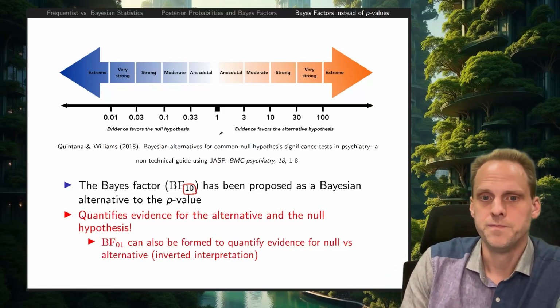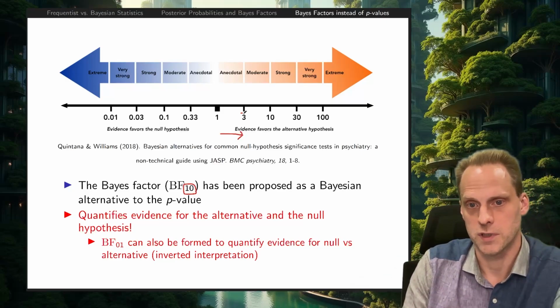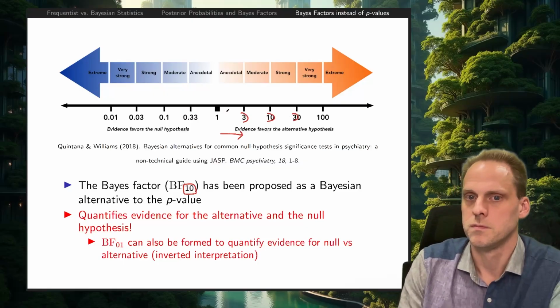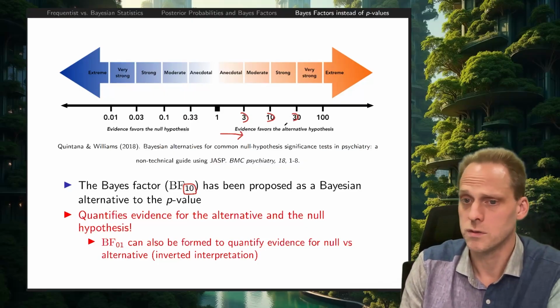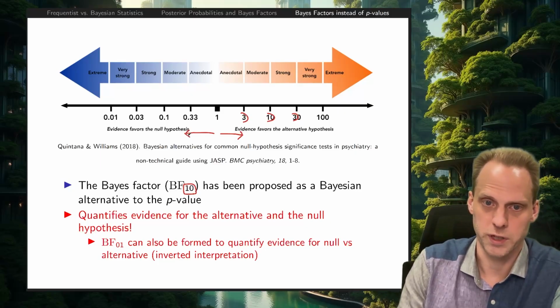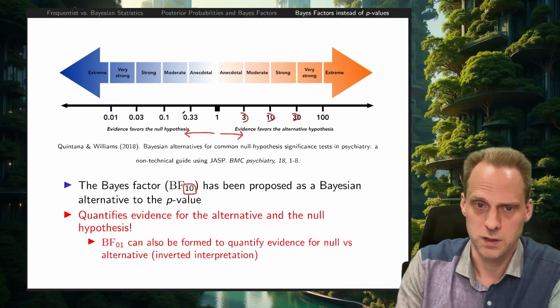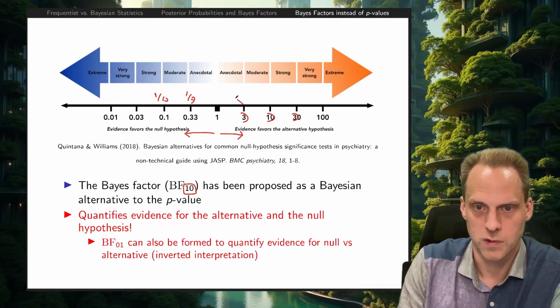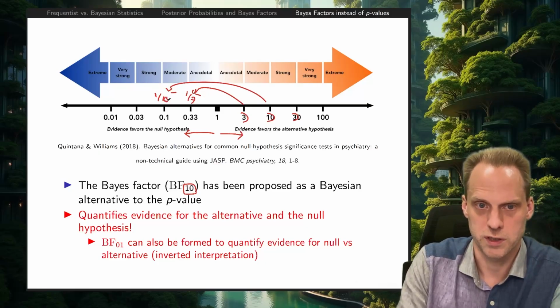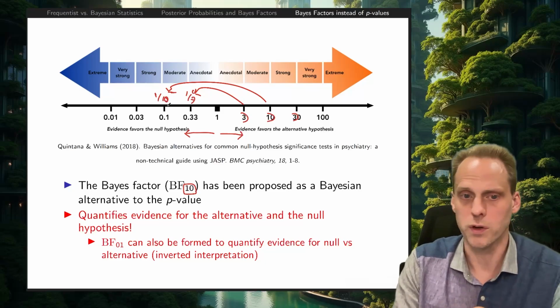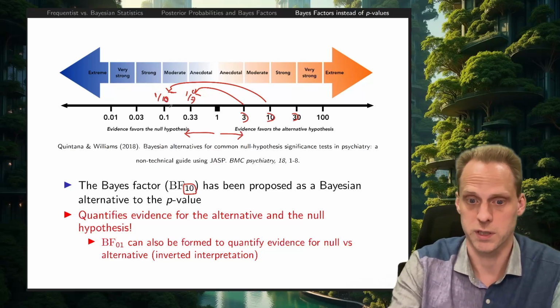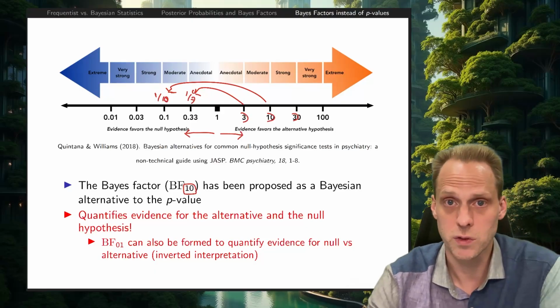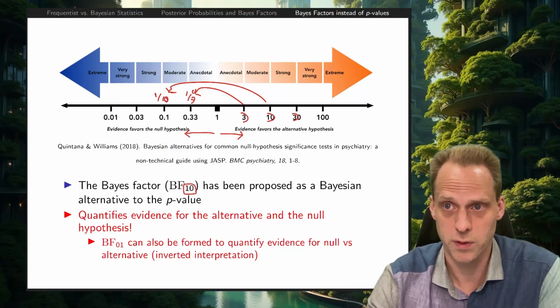In this case, if it's higher than 1, let's say 3 or 10 or 30, you see there is stronger evidence for the alternative hypothesis, that there is a difference. The nice thing is, the closer it gets to 0, so this is 1 over 3, 1 over 10, so that's kind of symmetrical like that. The closer this gets to 0, the more evidence we have in favor of our null hypothesis. Now that is a very strong thing that we can do. We can get evidence in favor of the null hypothesis.